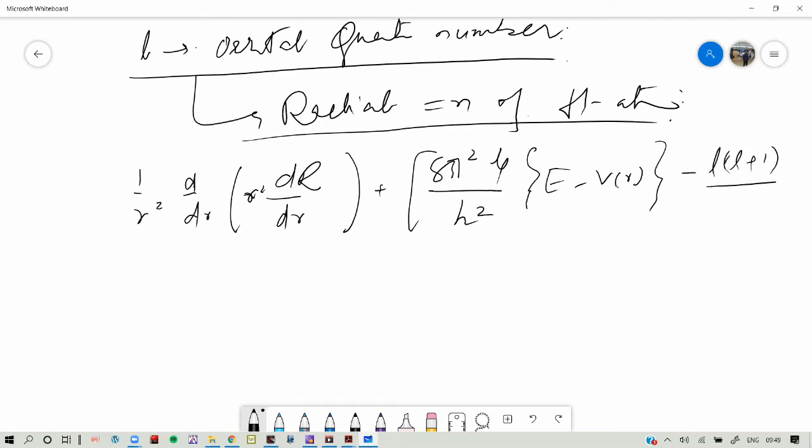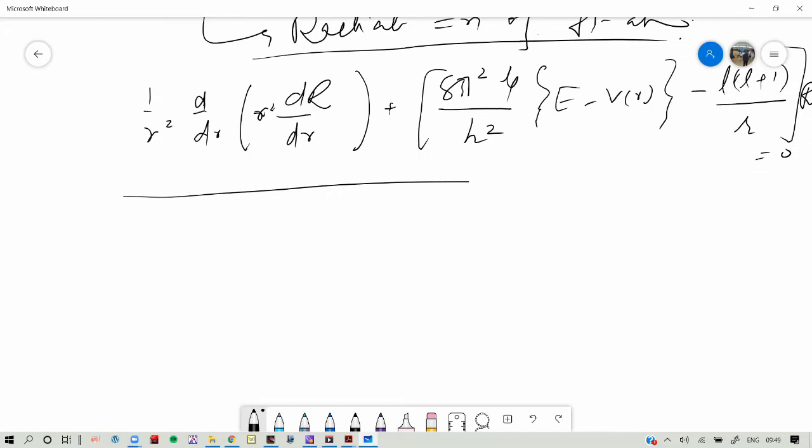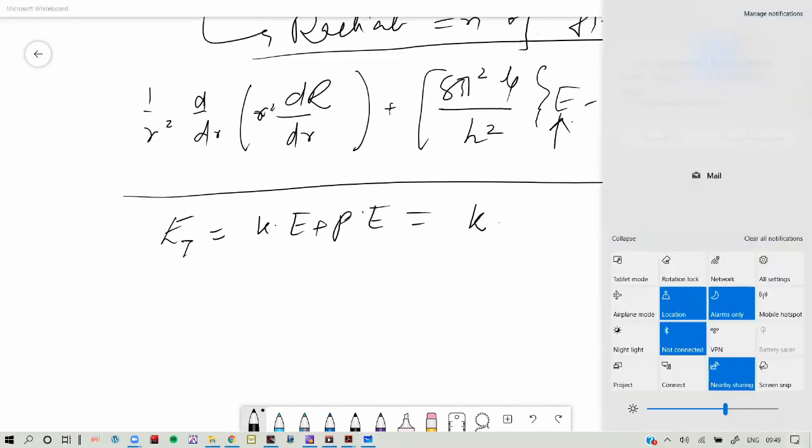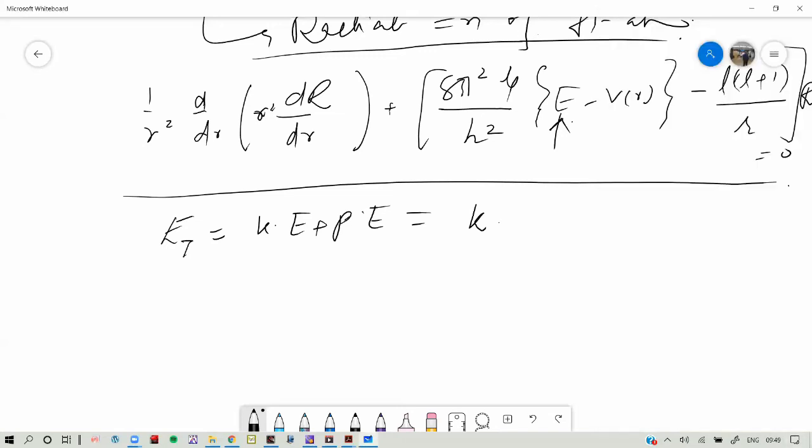L of L plus 1, where we have energy E here. So energy E will be the total energy. It will be kinetic energy plus potential energy, and the kinetic energy has two parts. One is the radial part of the kinetic energy due to electron motion towards or away from the nucleus.